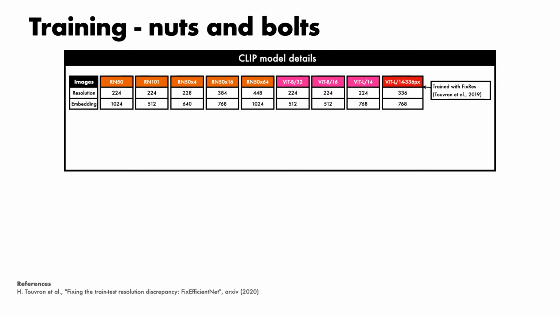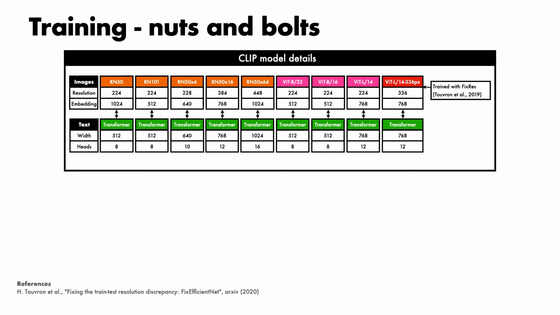Each of these image encoders is paired with a corresponding text encoder of various widths and heads, with all text transformers using a 12-layer architecture. The authors found that the FixRes model works best, so this is used for most of their experiments.